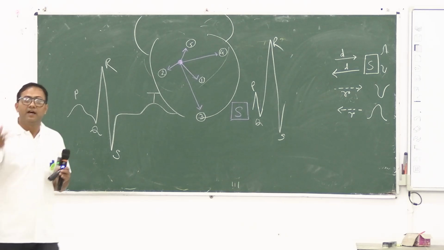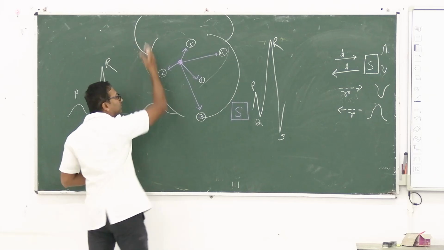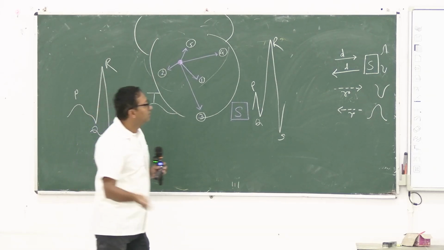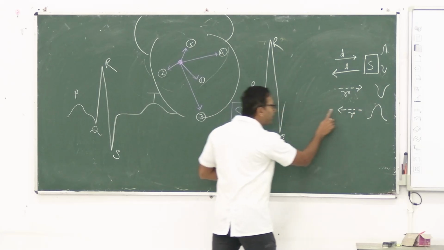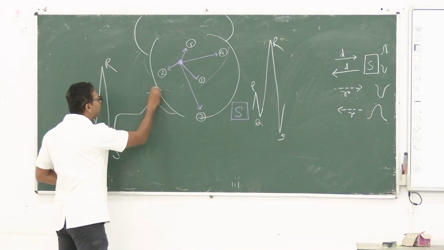And I told you that the repolarization wave travels from ventricle to atria, meaning the repolarization wave is moving away from the sensor. You get a positive signal, T.